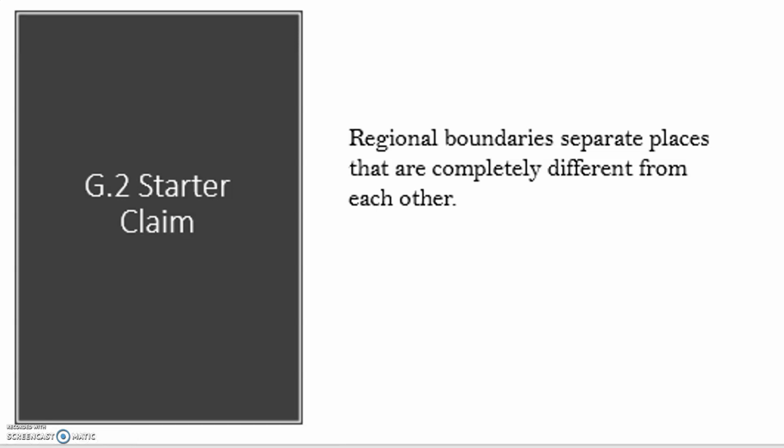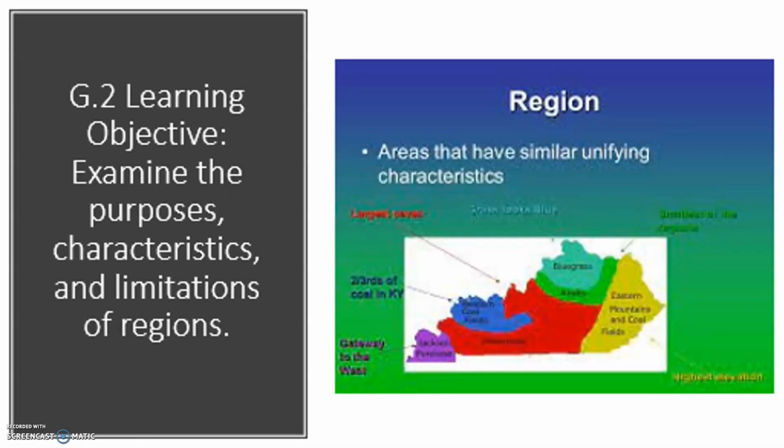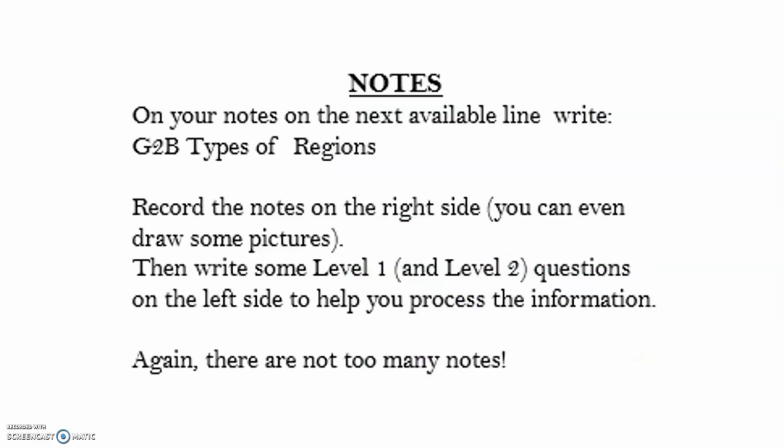Just to remind you of our starter claim: regional boundaries separate places that are completely different from each other. Our sources and the notes should be able to show that that is sometimes true, but also that it is not 100% true. Our job is to revise that starter claim and make it much more accurate. Our G2 learning objective is to examine the purposes, the characteristics, and the limitations of regions. So that is our goal.